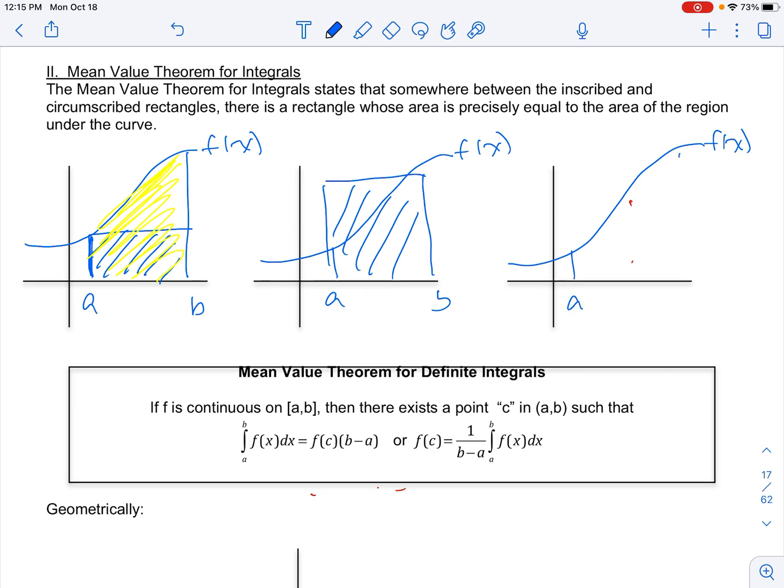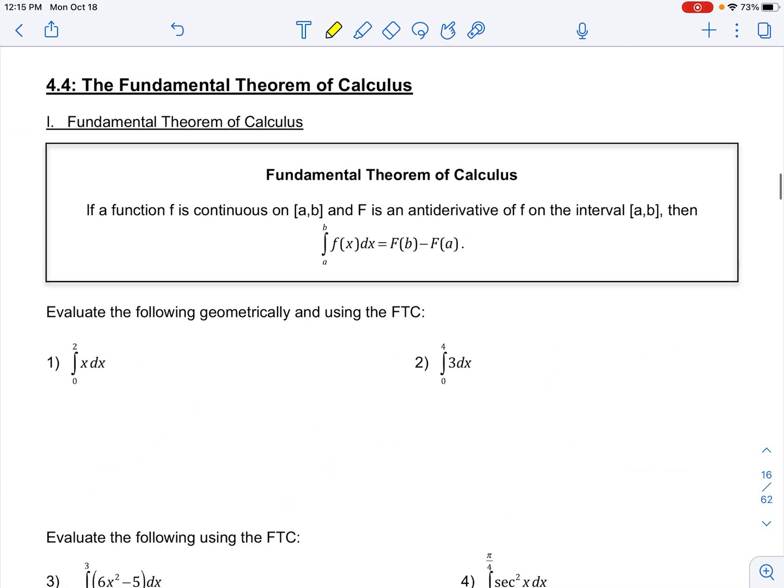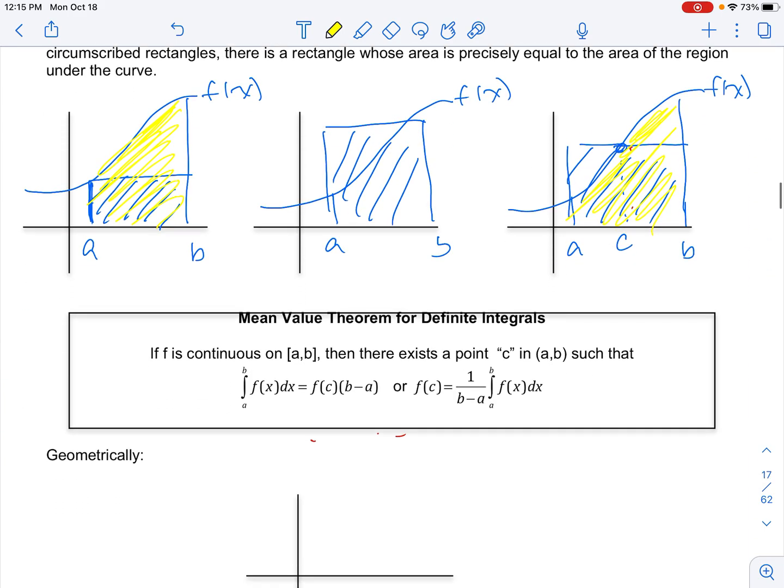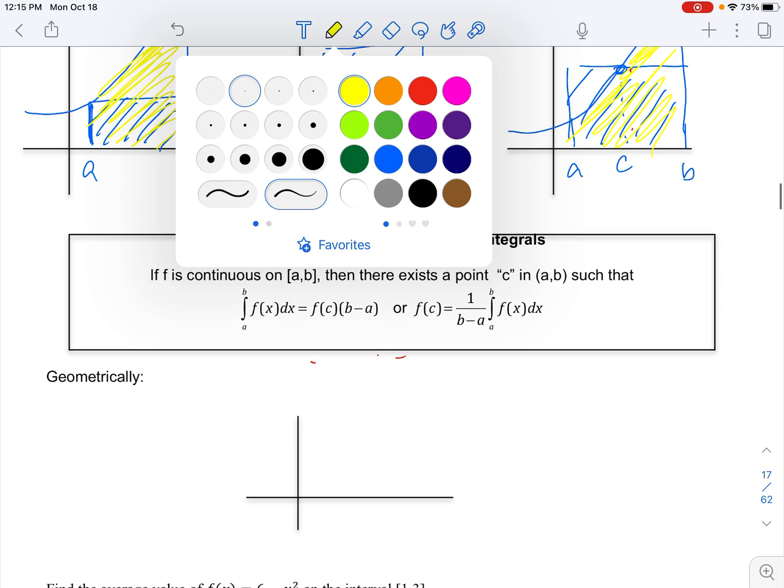Now, what the mean value theorem says is there is actually a place, an x value of c, where you can hit the curve, and that area of that rectangle is going to give you the exact same area as the area underneath the curve. So, algebraically, we can also write it like this.